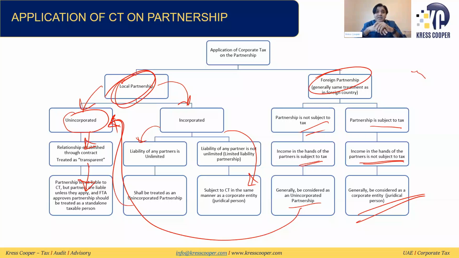If this local partnership is a limited liability partnership, then it will be treated like a juridical person. A foreign partnership is usually given the same treatment as a foreign company. If the partnership itself is not subject to tax, but individual partners are subject to tax, then it will be treated like an unincorporated partnership. Otherwise, it will be treated like a juridical person.